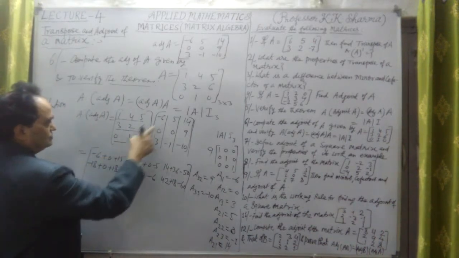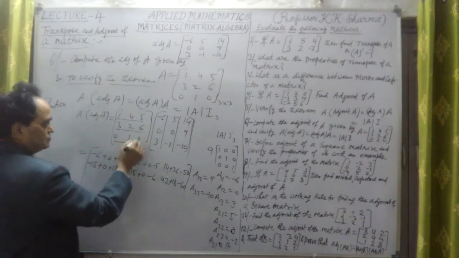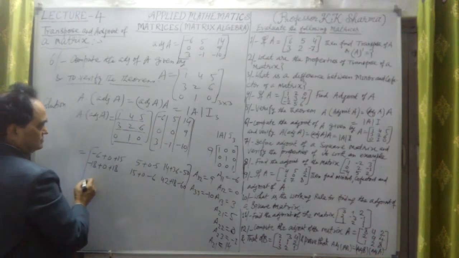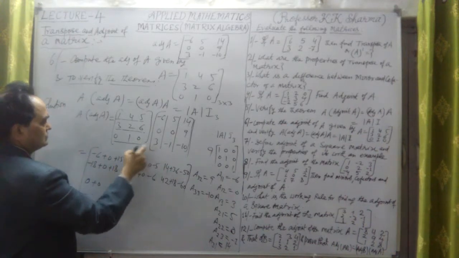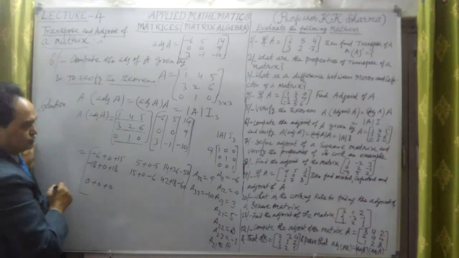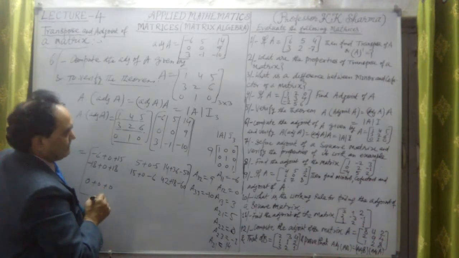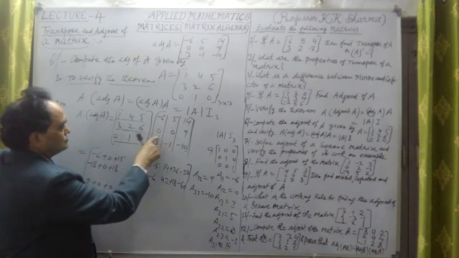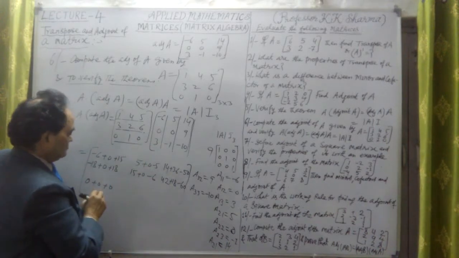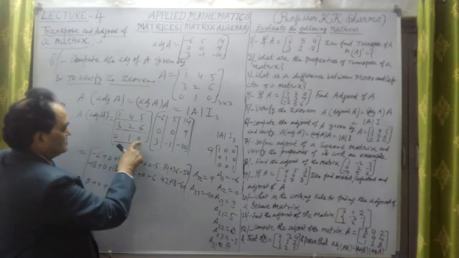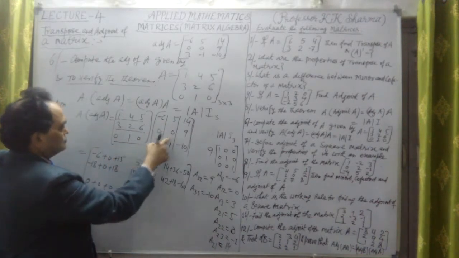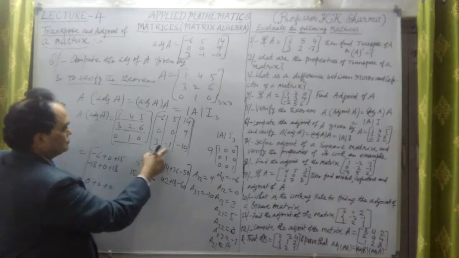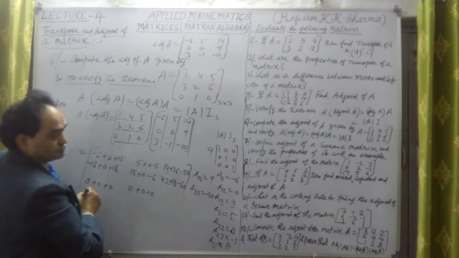Now third row, first column gives us the first element. It is minus 6 into 0 is 0. 1 into 0 is 0. And then 0 into 3 is also 0. It is 0. All 0 values is 0. And third row, second column, 0 into 5 is 0. 1 into 0 is 0. 0 into minus 1 is 0. All that is also 0.